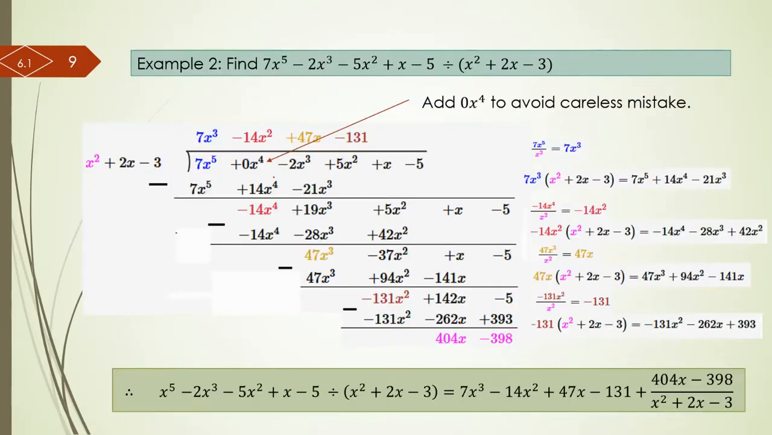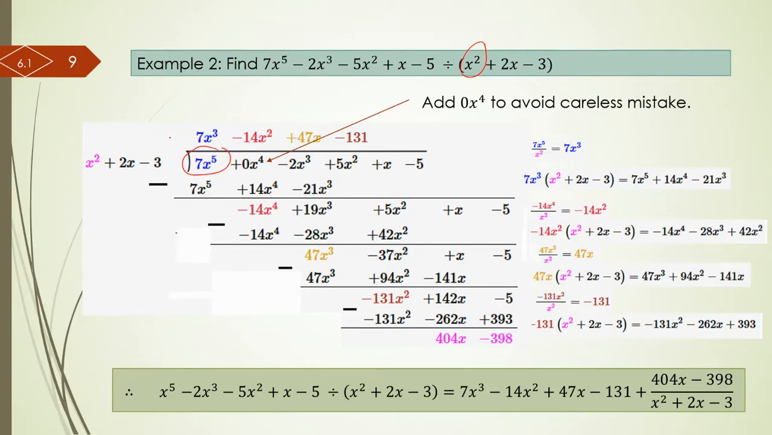Now we look at the second example. It's by x squared, nothing different. The only thing here is that they highlighted you can add the 0x to the power of 4. This is optional. Whether you add it or not doesn't matter; it's just to avoid careless mistakes. So now we look at this one.